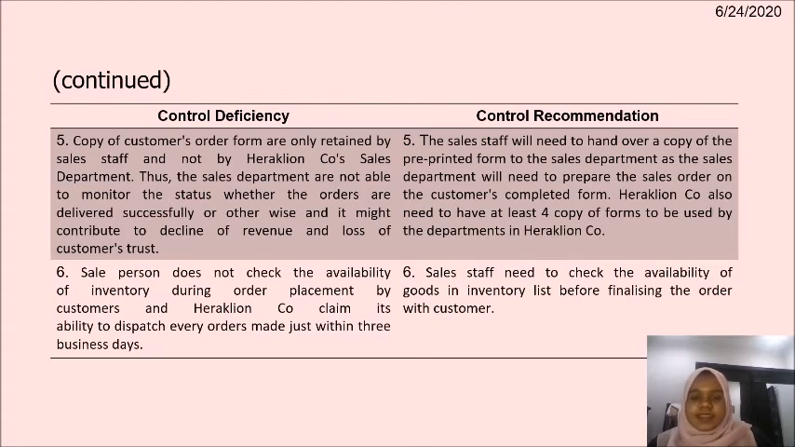Next, the sixth control deficiency here is that the salesperson does not check the availability of inventory during order placement by the customers. And what's worse is that Heraklion company claims its ability to deliver every order made within 3 business days. So the control recommendation here is that sales staff need to check the availability of goods in the inventory list first before finalizing the order with the customer.